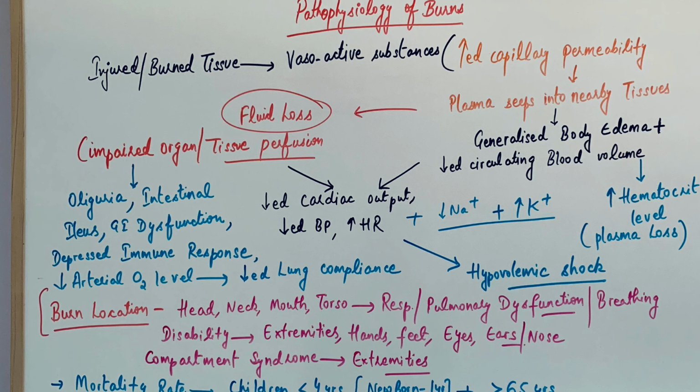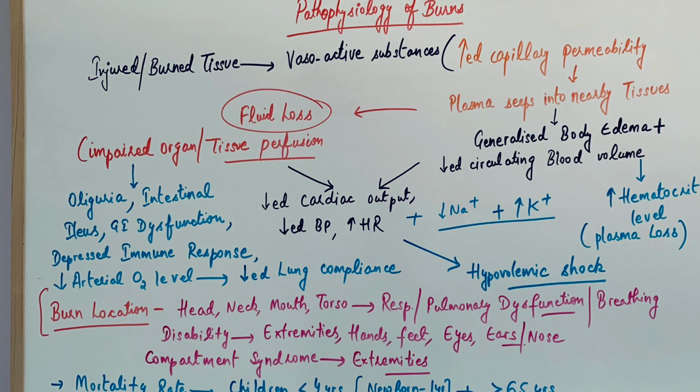As a result of this seepage, there occurs body edema. The tissues get swollen up, which results in generalized body edema. And moreover, because the amount of plasma in the blood decreases, there is decreased circulating blood volume. So the blood volume decreases.